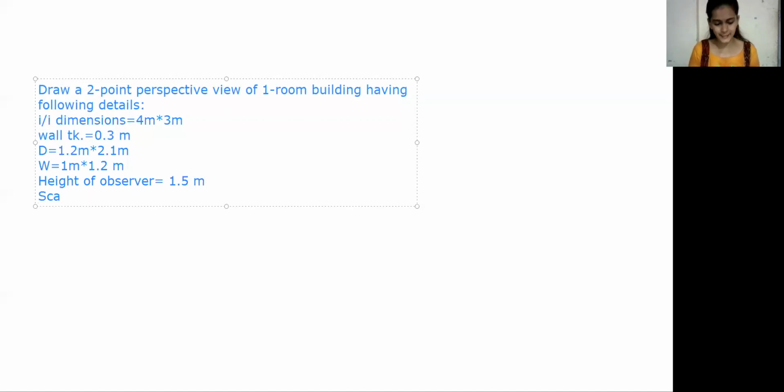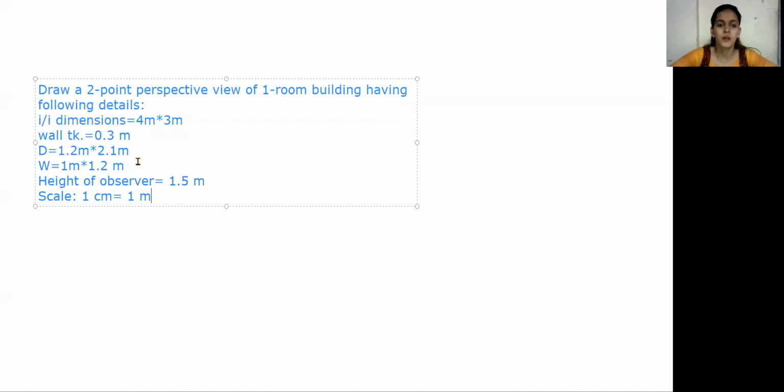Then consider the scale as 1 centimeter equals to 1 meter. So the given data are in meter, but we have taken the scale 1 centimeter equals to 1 meter. So whichever the data are given in meter, we will directly take it in centimeter.